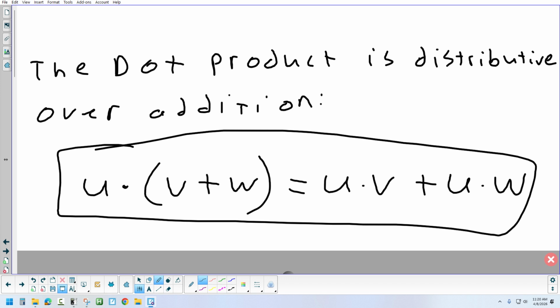Okay. So this is showing that if you take vector u and you wanted to find the dot product with the sum of two vectors, you could distribute the dot product of u with v plus the dot product of u with w, just like that.